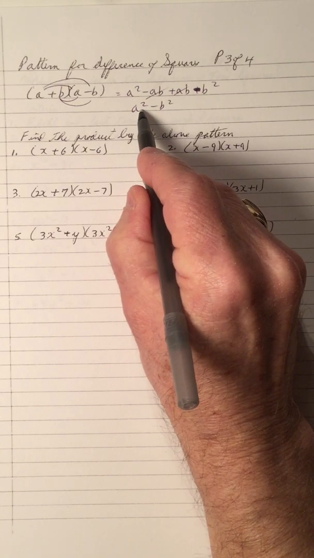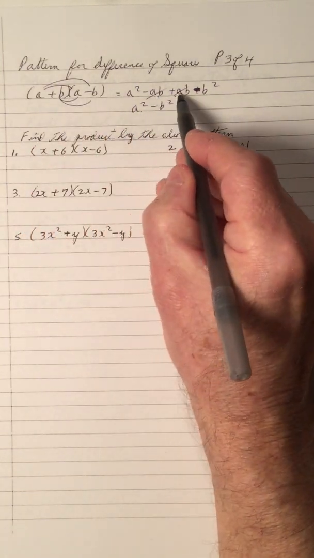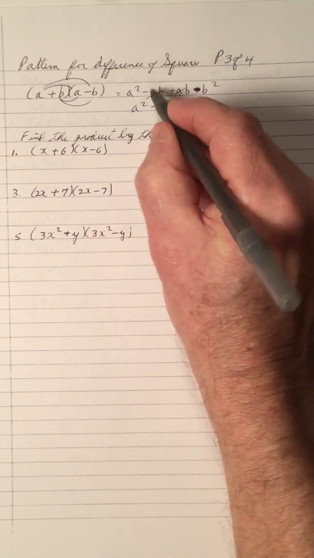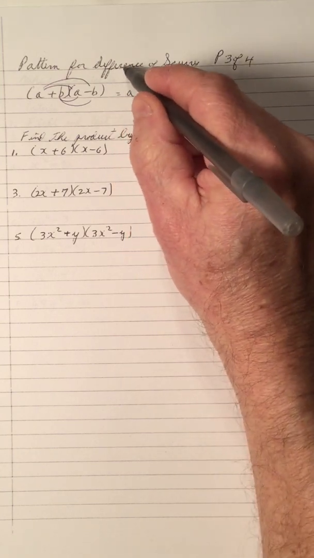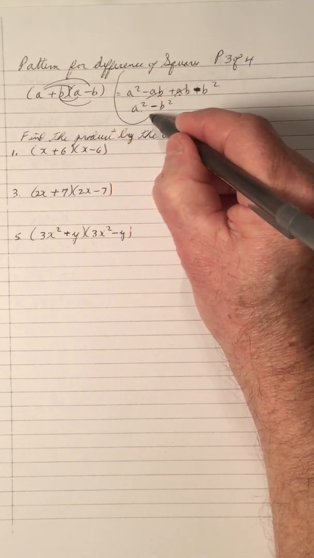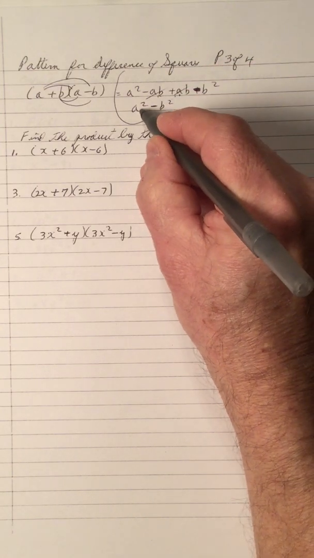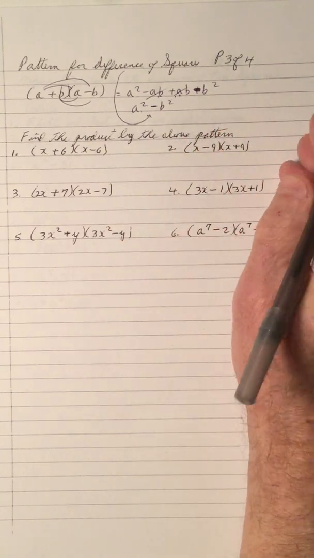So notice, they're the same terms separated by a plus and a minus. Middle terms cancel out. It's called the difference because you're subtracting, of squares, A squared, B squared. Note that A squared plus B squared is not the difference of two squares.